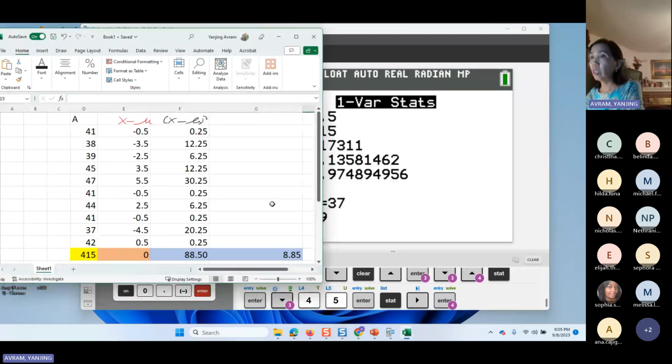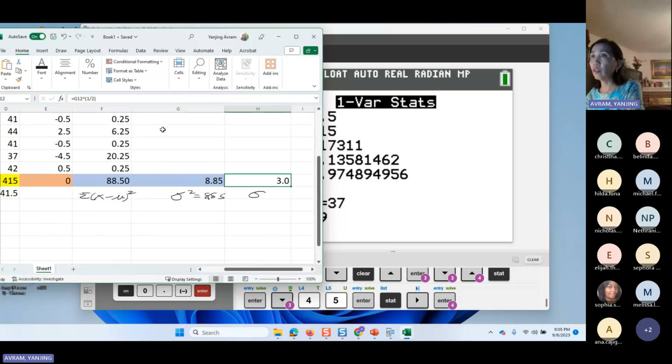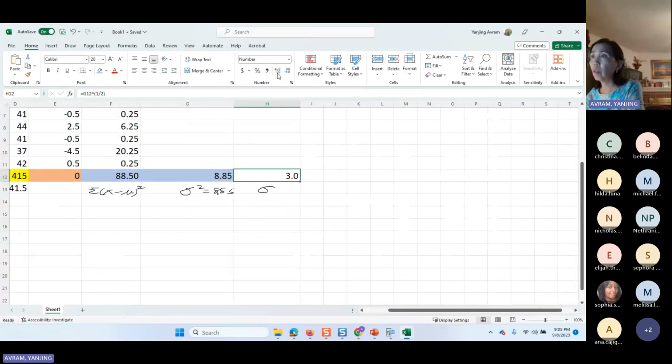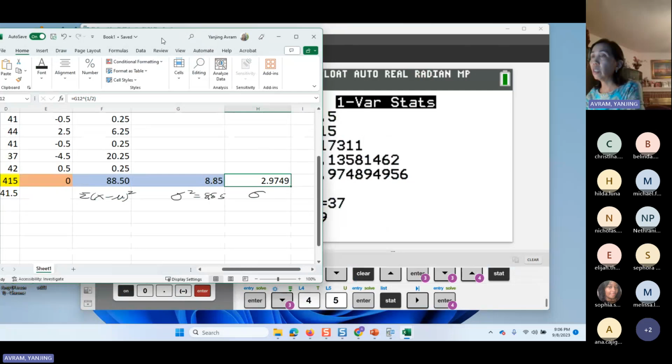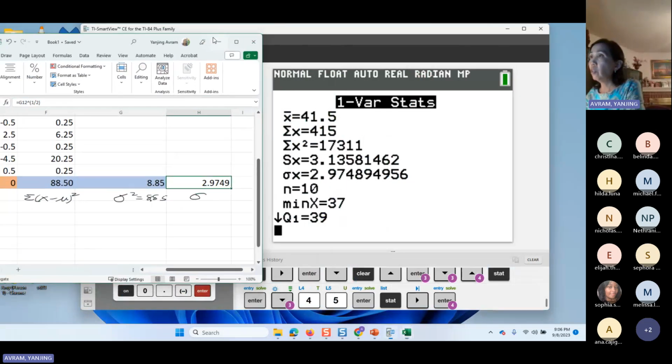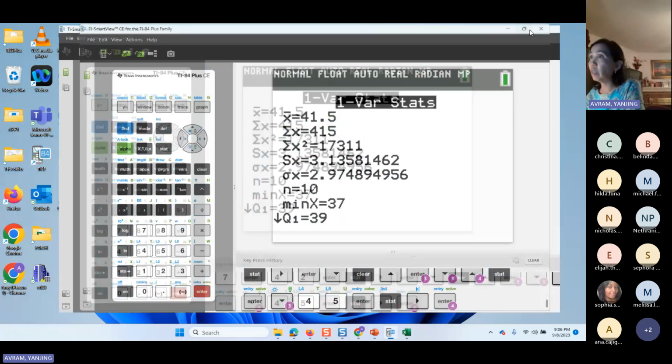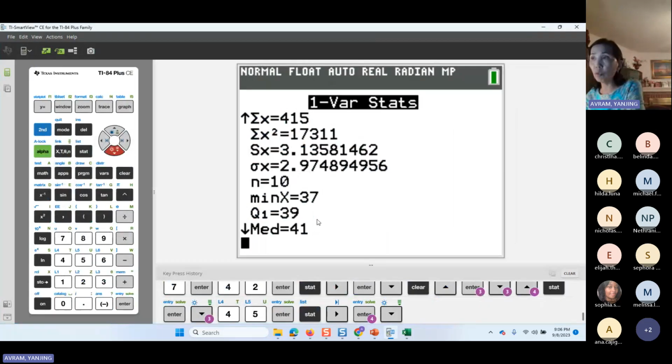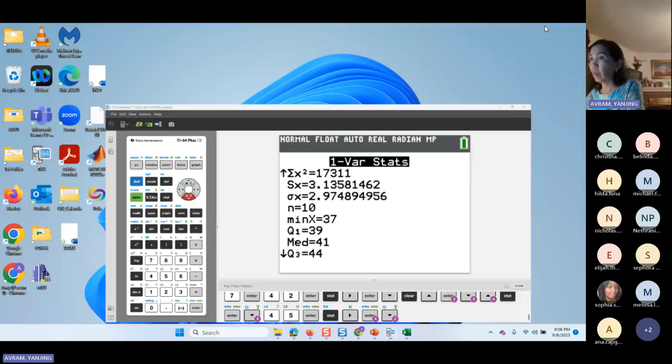Actually, if we put in a little bit more decimal points, this is 2.97. If I expand this a little bit more, you can see this is a match, right? 2.97, 2.9749 in here. All right, so that is this one right here. If they say this one is a sample standard deviation, now you're going to choose this one. So this calculator automatically gives you two numbers. You just choose which one you want.